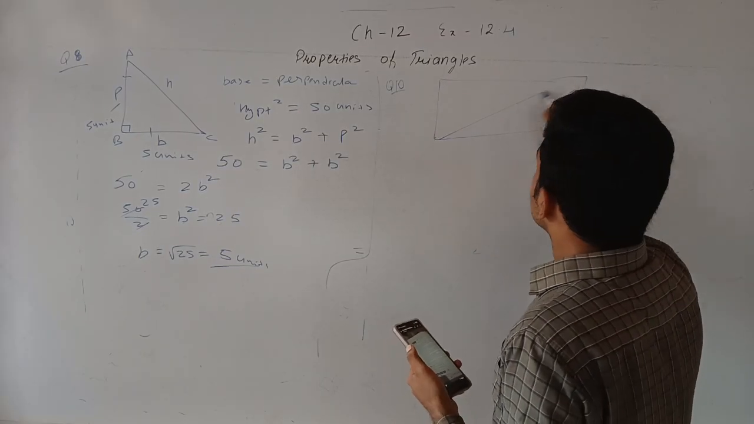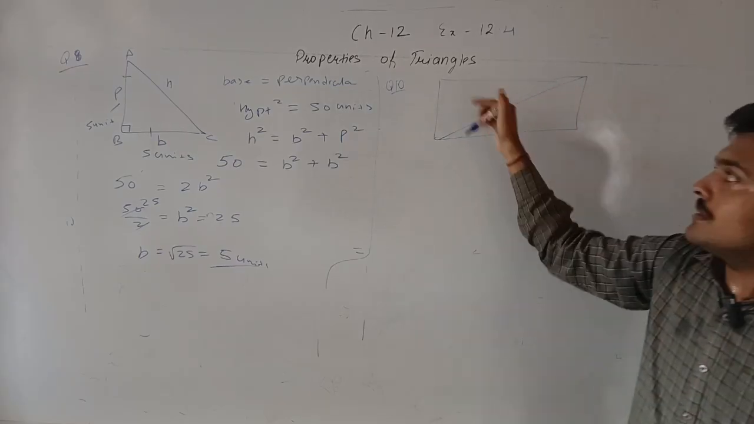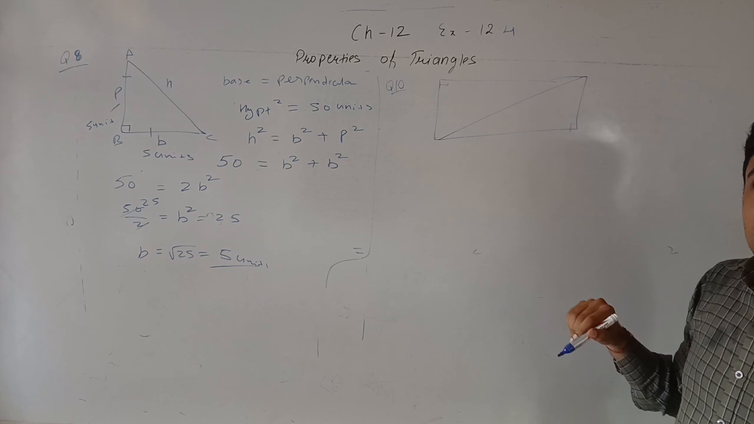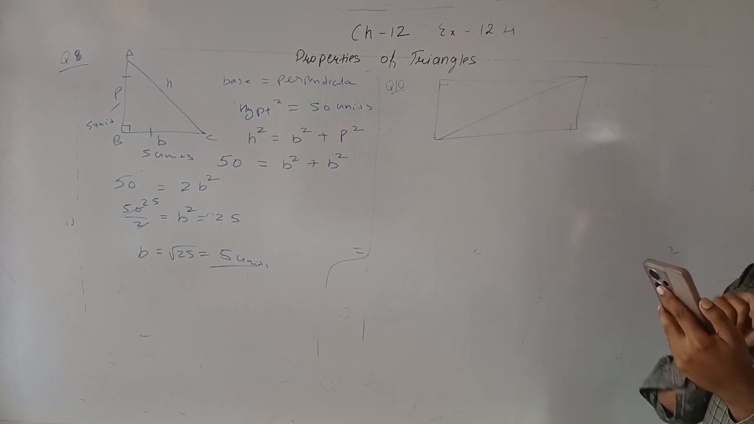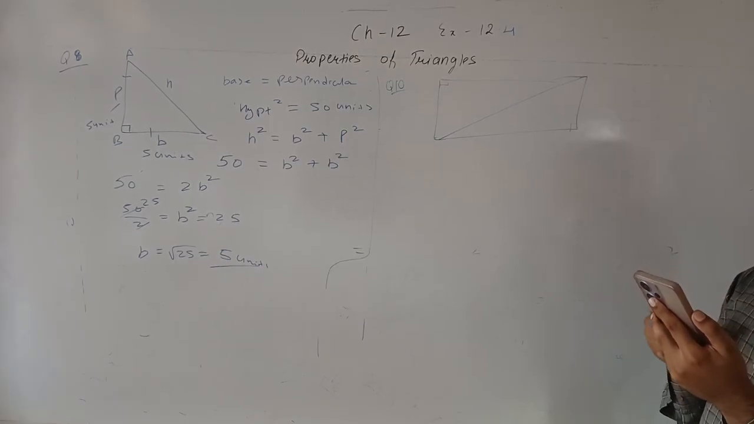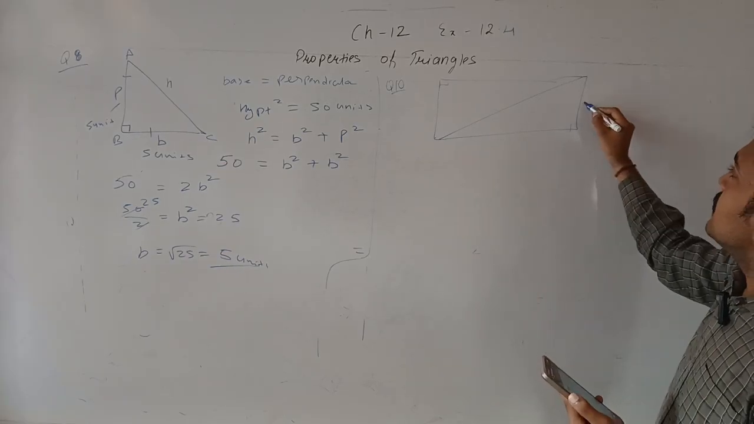So we have a rectangle, and we know that each vertex angle of a rectangle is equal to 90. So find the perimeter of a rectangle whose width is 5 centimeter and diagonal is given as 13 centimeter.